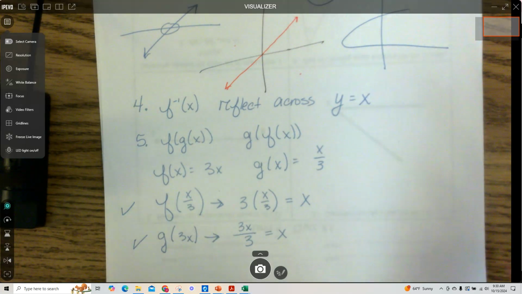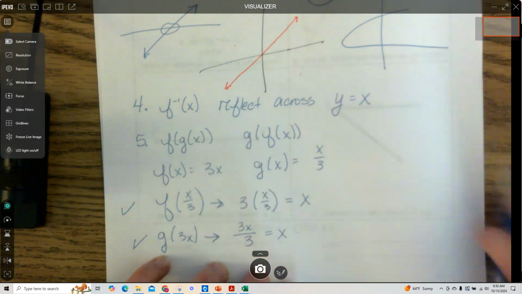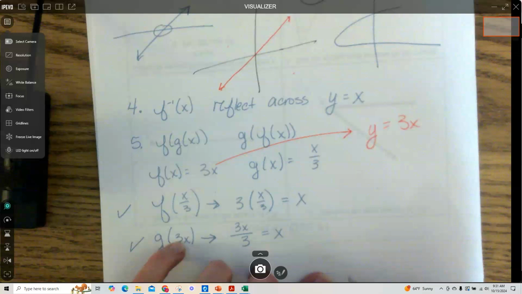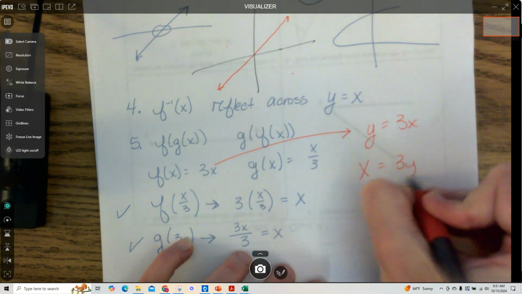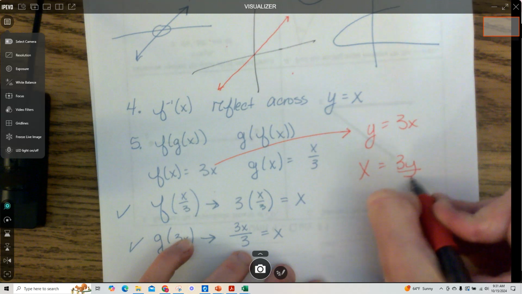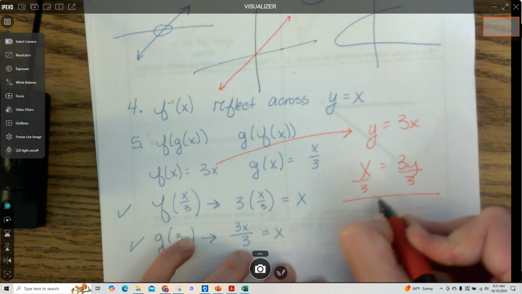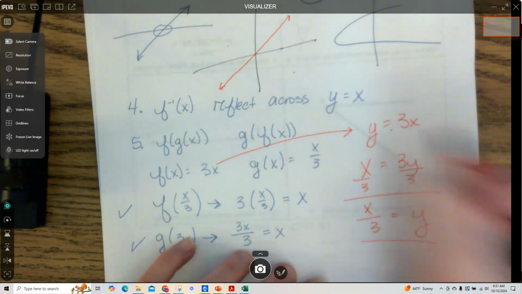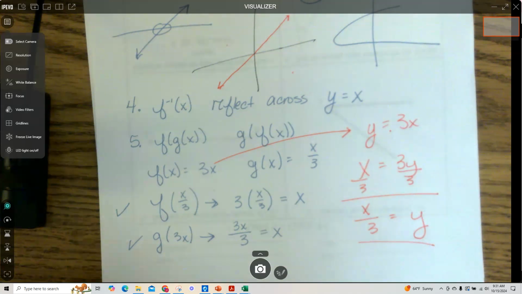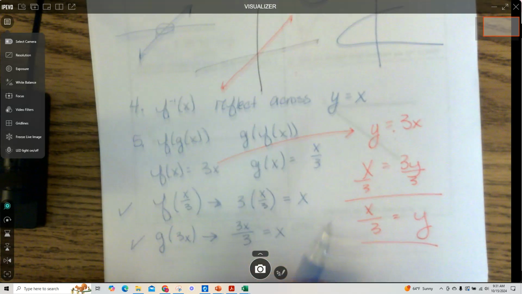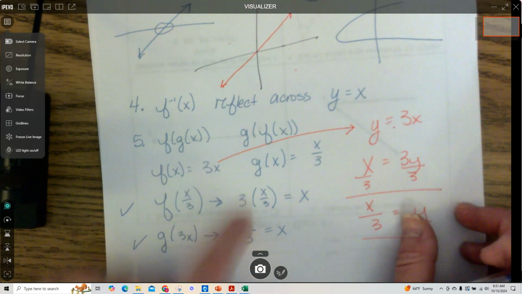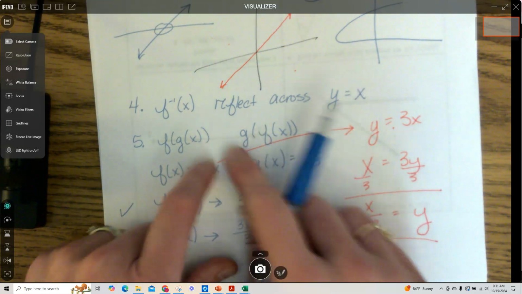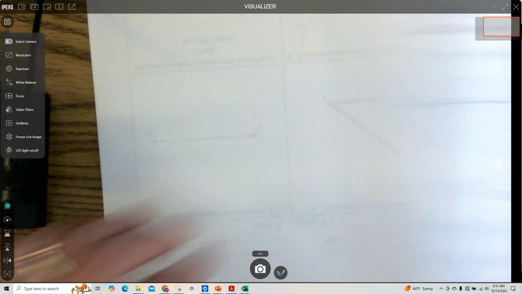The old school way of finding the inverse: take 3x, write y equals 3x, switch the x and the y, and solve for y. Divide by 3, and x over 3 equals y. That's the inverse. That's how you find an inverse. But since she wants you to show work, make sure you know how to do the proofs on this.